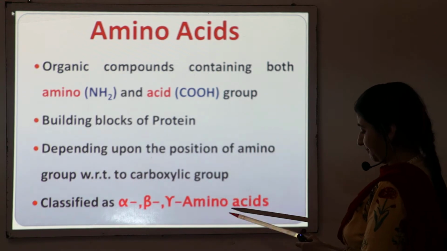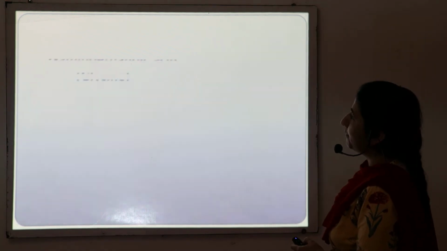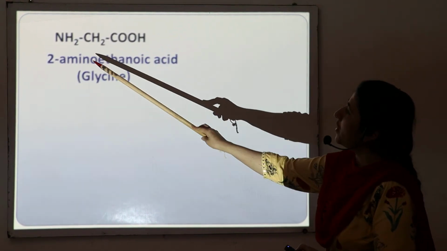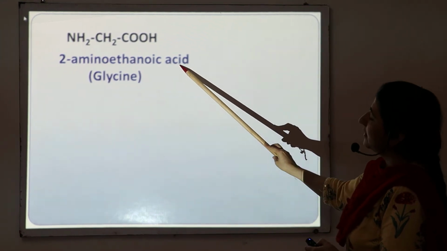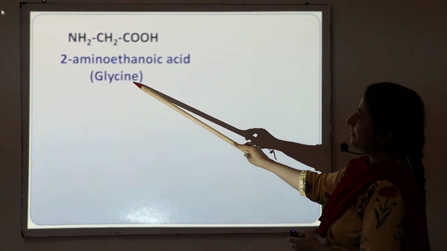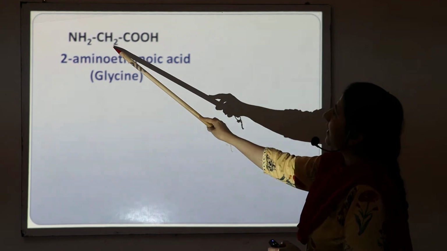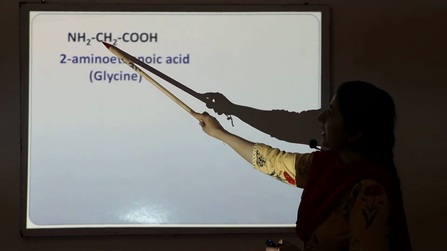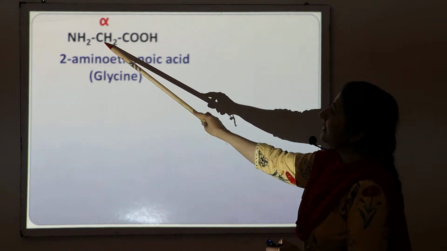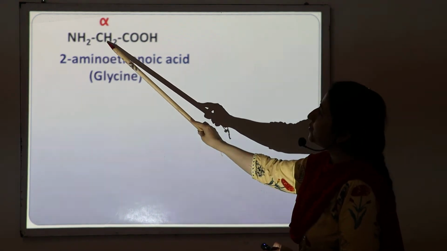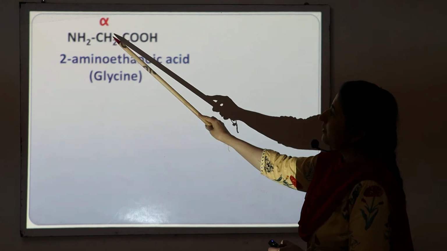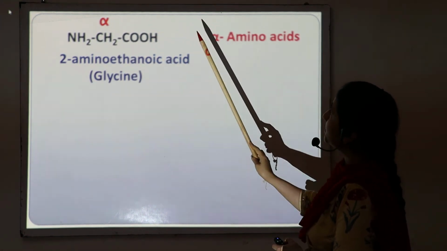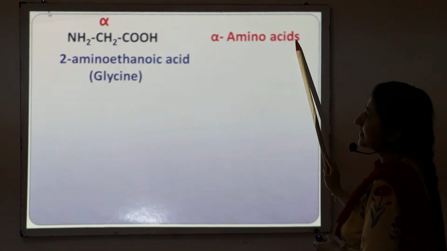amino acids. For example, we have 2-amino ethanoic acid, which is also known as glycine. In this case, the carbon next to the carboxylic acid is known as the alpha carbon, and the amino group is attached to the alpha carbon. So that is why this acid is known as an alpha amino acid.